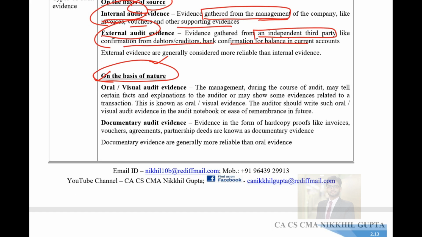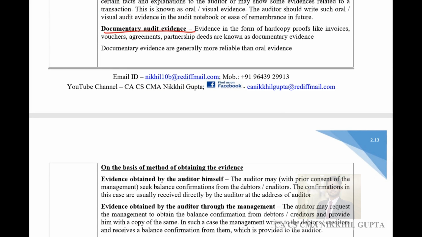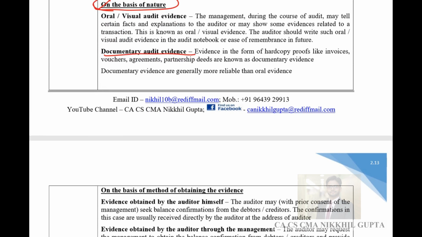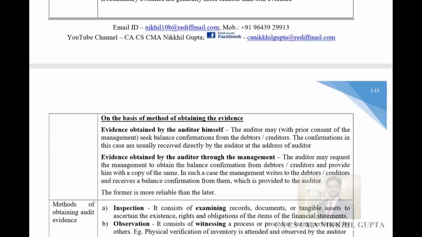So on the basis of nature, if you see that what is the nature of the audit evidence, it can be an oral evidence or a visual audit evidence. So for example, existence of fixed assets is always verified by a visual evidence, which is the eyes of the auditor. Auditor has to see whether fixed assets are there in the factory to the amount which is disclosed in the financial statements or not. So on the basis of nature, oral or visual audit evidence and documentary evidence. Documentary means evidence which are there not in your eyes or memory or ears. These evidence are there on paper, that they are known as documentary evidence.